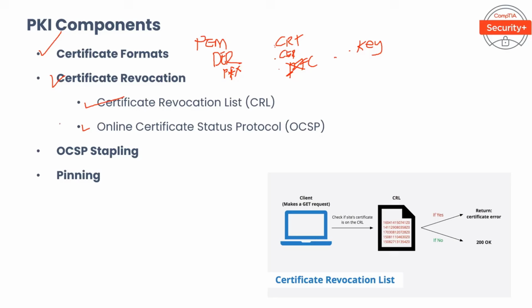Now, both OCSP and CRLs are used to verify the status of a certificate, right? 3 basic status levels exist in most PKI solutions. They are called valid, suspended, and revoked.